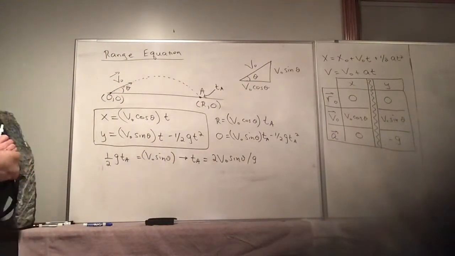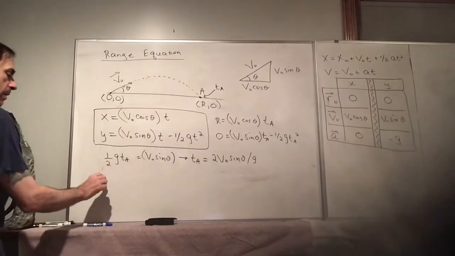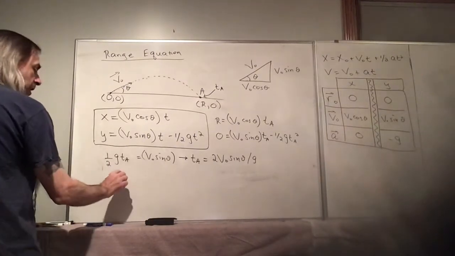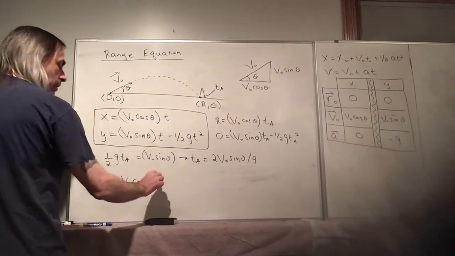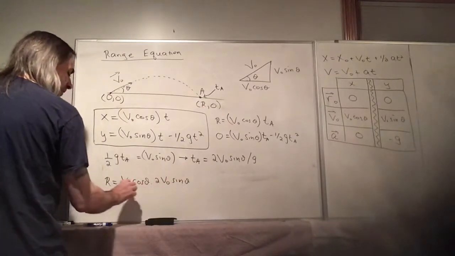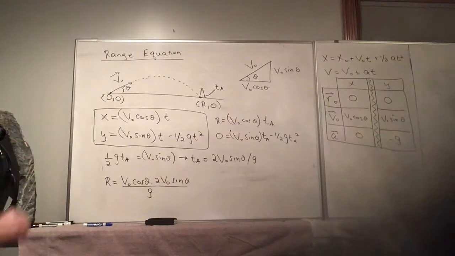Okay. And so now we're almost done, really. We just want to plug it into this equation now, and then clean it up a little bit. So we have v naught cosine of theta times 2 v naught sine of theta divided by g. And we can clean this up a little bit.